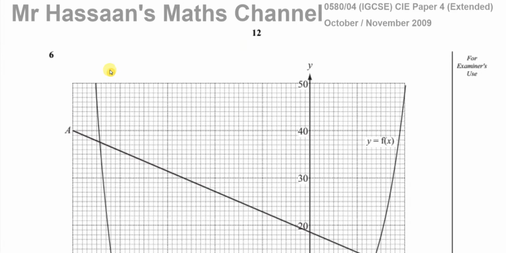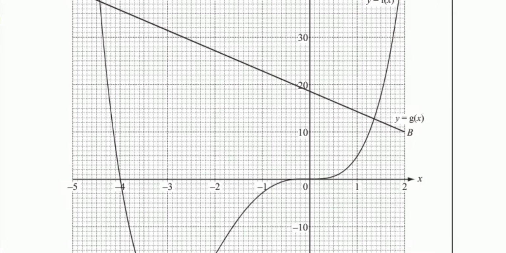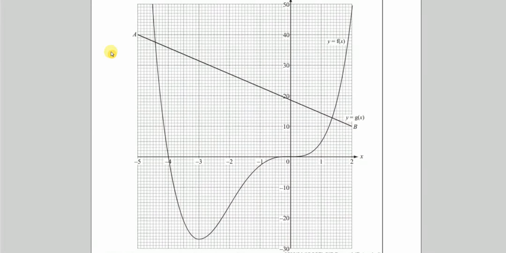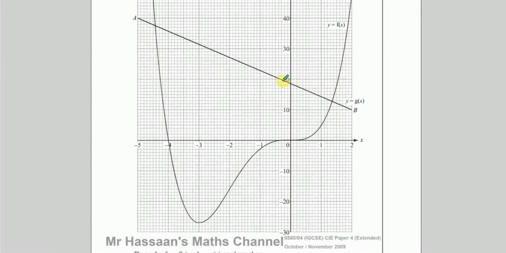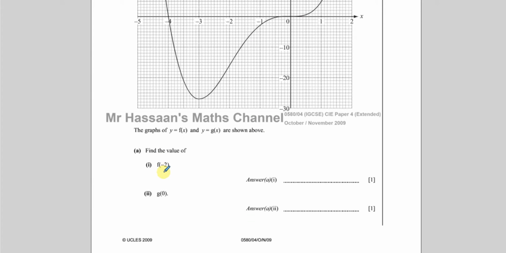And this is a question about graphs of functions. So you have these graphs drawn. I'm going to just zoom out so we can see more of the thing on the page here. So you have these two graphs drawn. Y equals f of x, which is this strange looking curve here, and y equals g of x, which is this straight line that goes from the point A to B. The graphs of y equals f of x and y equals g of x are shown above. We've got to find the value of f(-2) and g(0).